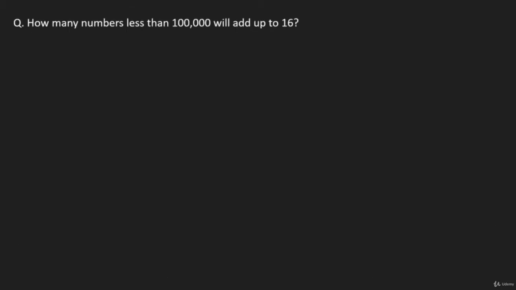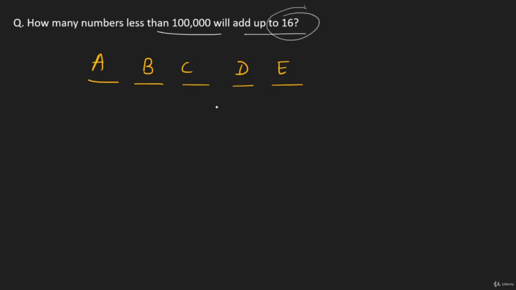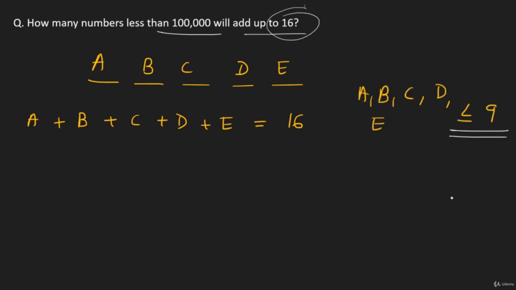Let's do this question. How many numbers less than 100,000 will add up to 16? So numbers less than 100,000 will have a maximum of 5 digits, right? Let me call them A, B, C, D and E. Now it's mentioned that they need to add up to 16. That is A plus B plus C plus D plus E is equal to 16. And because A, B, C, D and E are digits, the maximum value that these can take is 9. Therefore, A, B, C, D and E have to be less than or equal to 9.